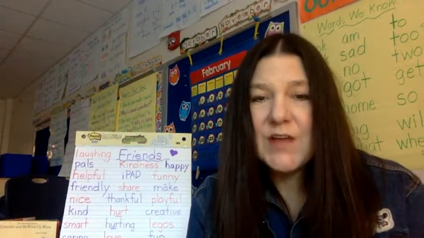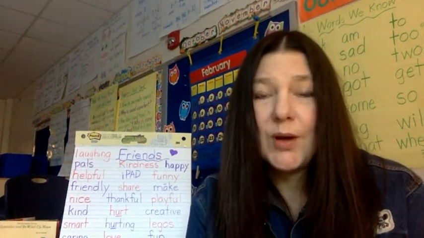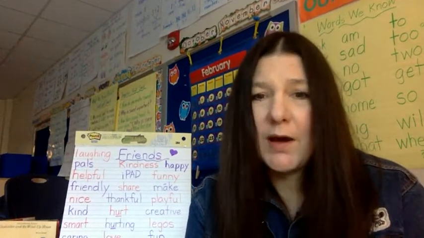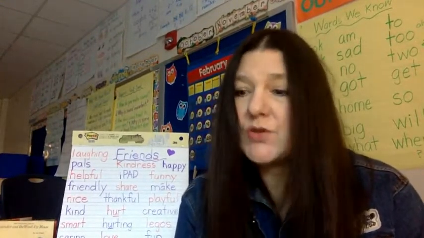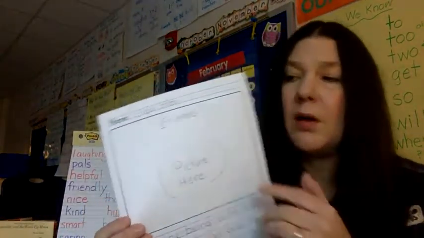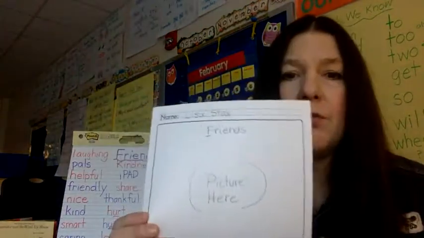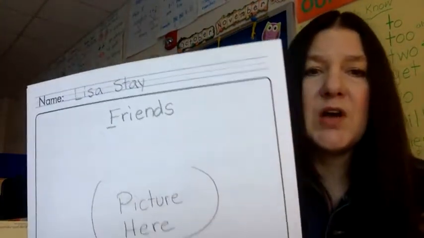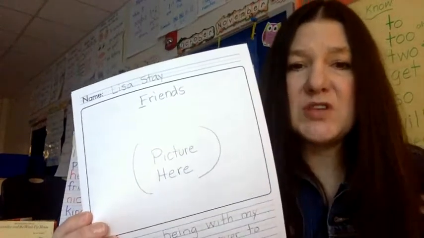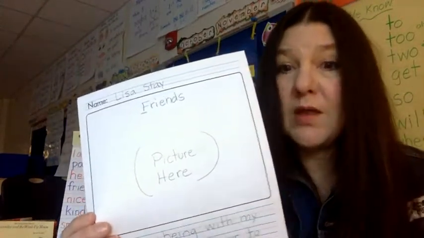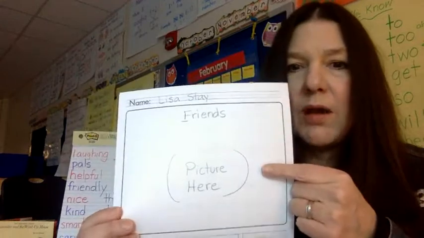Hey guys, today you're going to write a story about friends. Now, let's talk a little bit about some of the things that I need to see that makes a story. So, on your paper at the top, you want to give your story a title, Friends. And then you'll have a place to put your detailed picture with color right there.